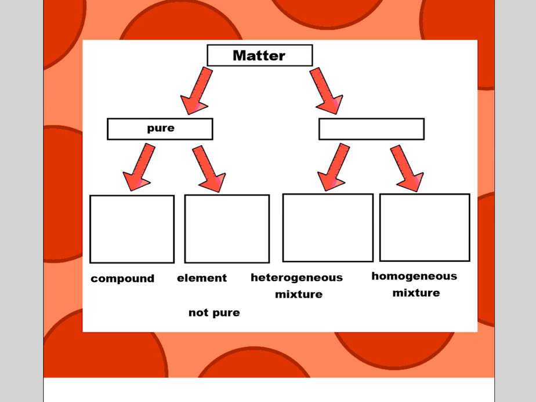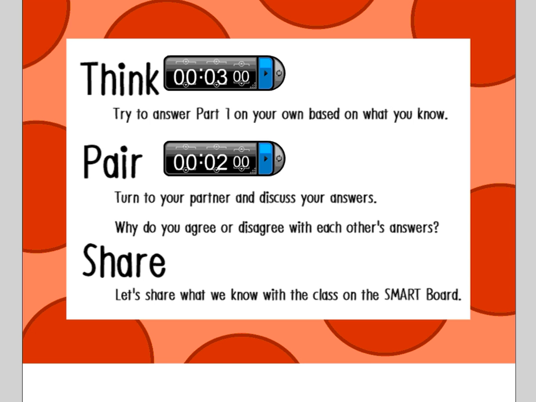The next part then is our Think, Pair, Share. Students have all the information that you just gave them from your mini lecture to help them identify if it's a pure substance or an element or a compound or a mixture. So they can think on their own for 2 or 3 minutes, and then once the timer's up, they can pair with a neighbor or a partner to discuss if they agree or disagree with each other's answers and why. Once that time is up, then they can share as a class.